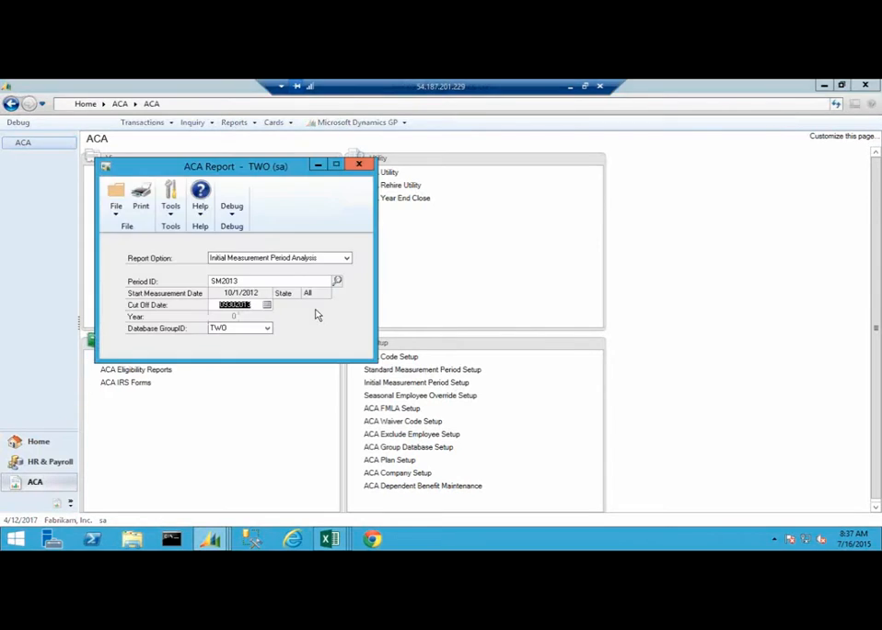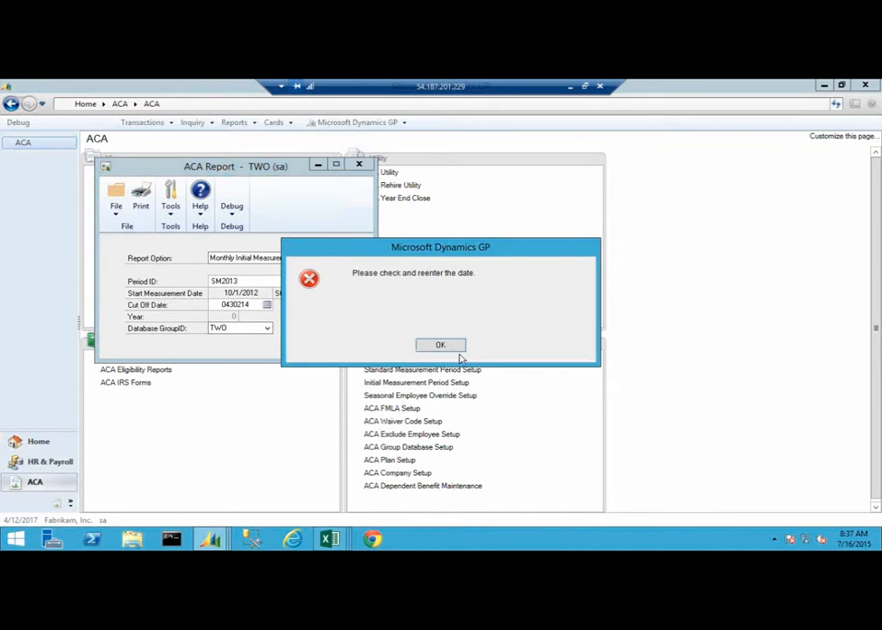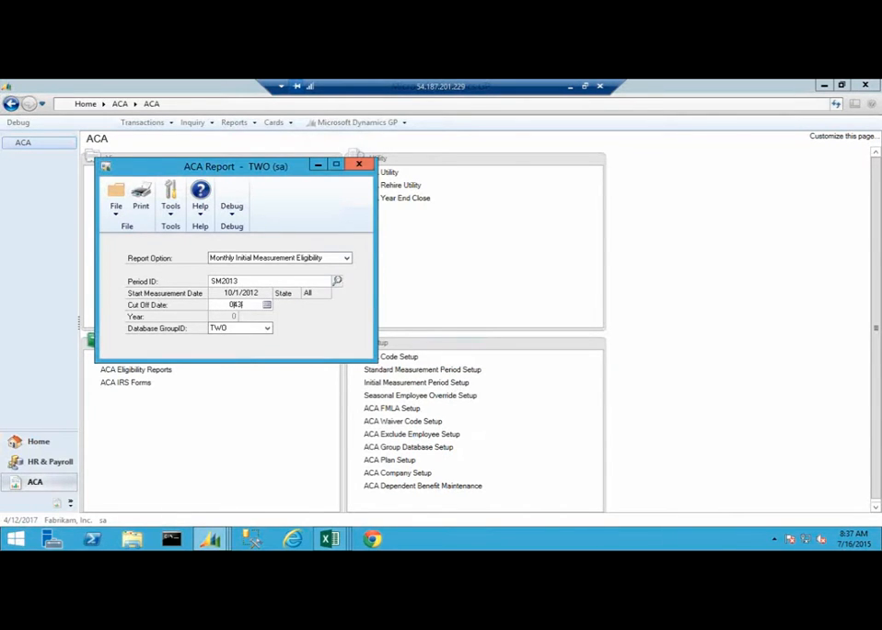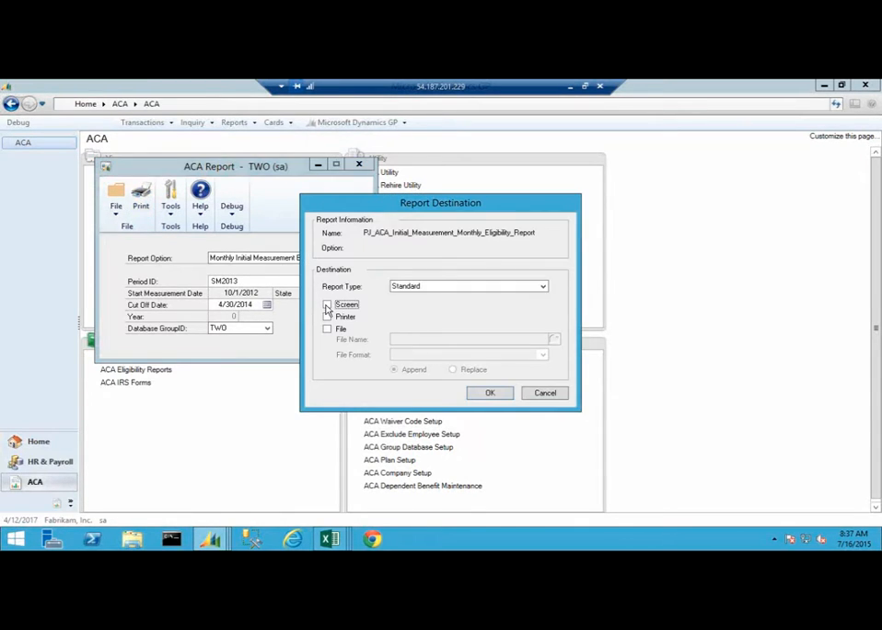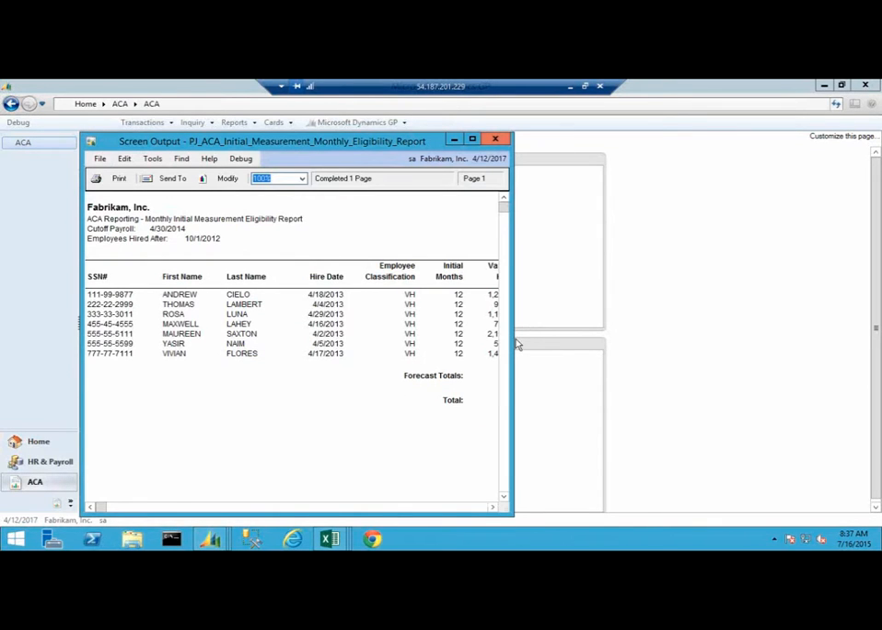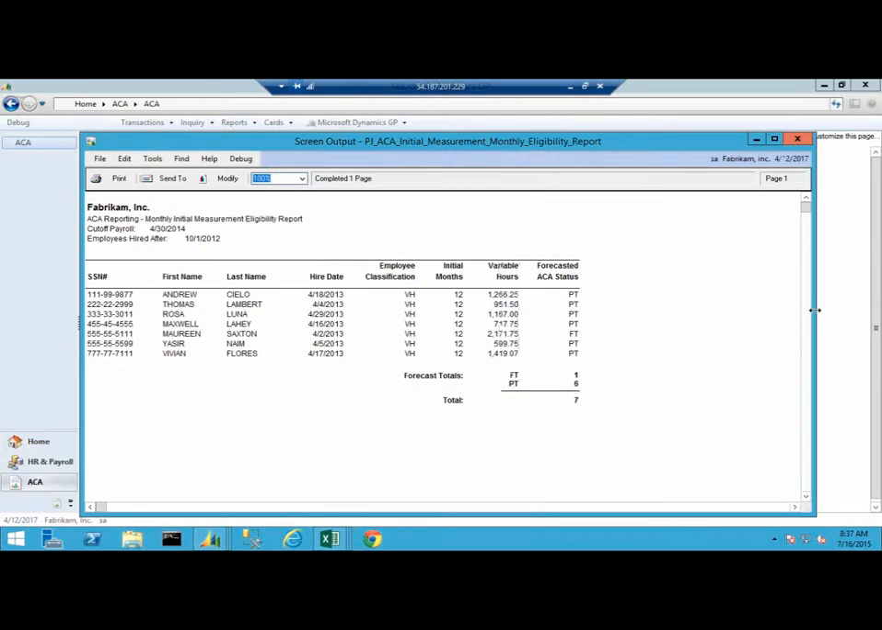The final thing, when you look at our reporting, is that we have this report right here. I'm going to print this out, because this is a report that you must run every month. This report tells you who in that month completed their initial measurement period and testing, and whether or not you have to provide them access to healthcare coverage. As you can see, you have one individual out of the 7 who qualified.